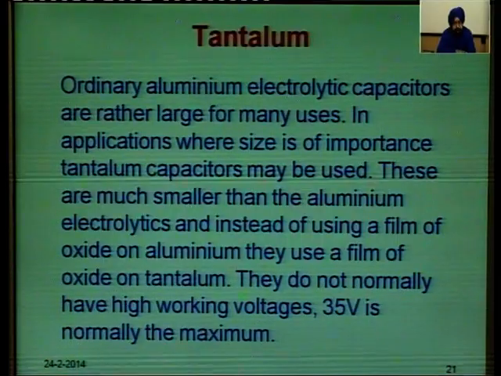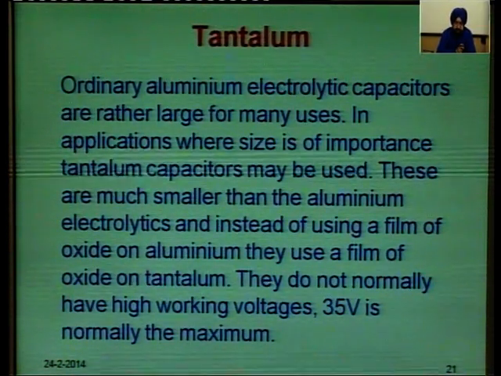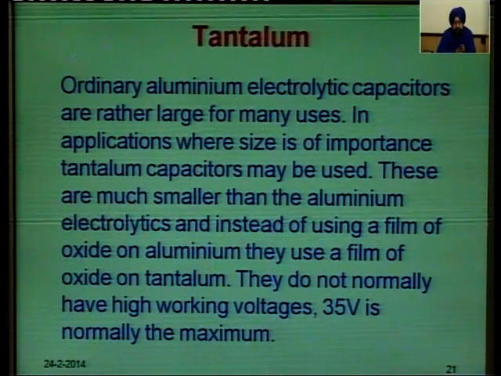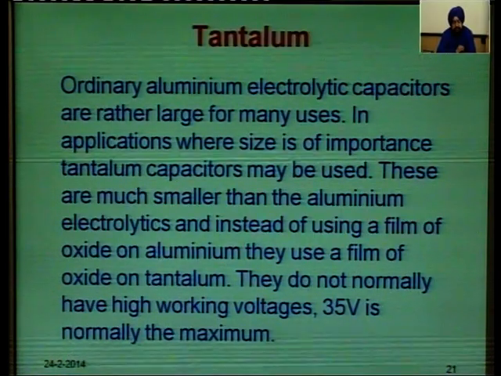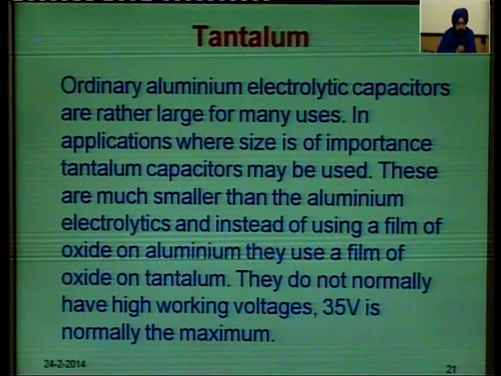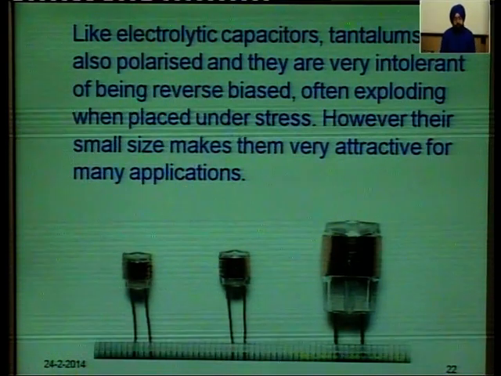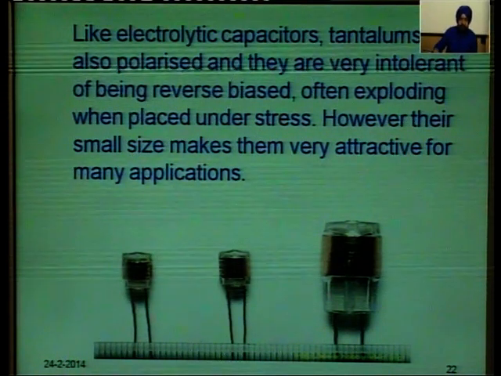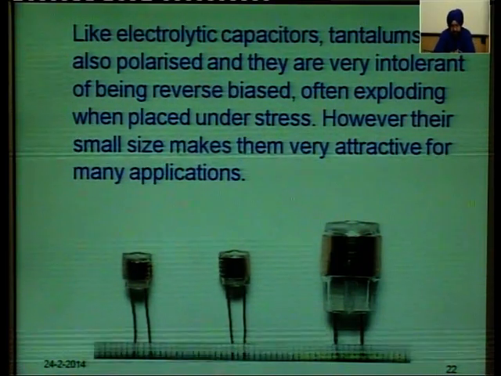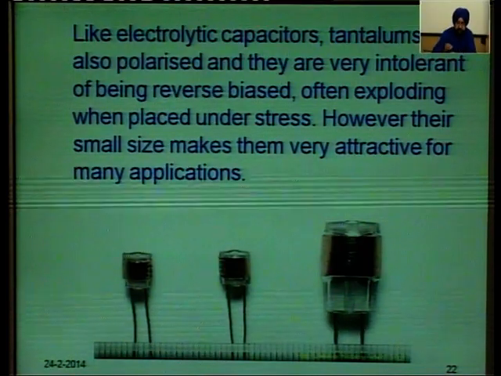Then there is the tantalum capacitor. Ordinary aluminum electrolytic capacitors are large in size. Wherever the size of the capacitor is important, we go in for tantalum capacitors. These are much smaller than aluminum electrolytic, and instead of using a film of oxide on aluminum, they use a film of oxide on tantalum. They do not normally have high working voltages. Normally the maximum voltage is around 35 volts. This is a photograph of a tantalum capacitor. Like electrolytic capacitors, they are also polarized and are very intolerant of being reverse biased. And as we had studied in electrolytic capacitors, they often explode if they are placed under high stress. But due to their small size, they are very attractive for many applications.